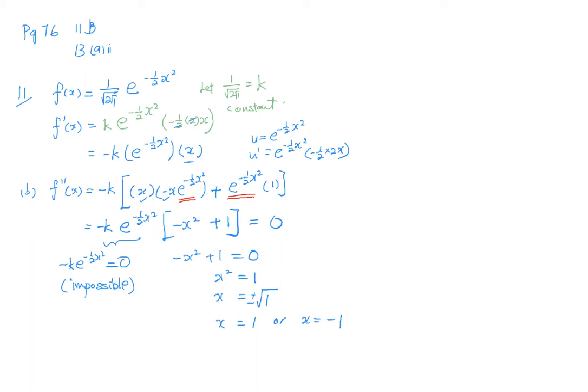So after you get the x, then you put into the y, so f of 1 will be equal to 1 over square root of 2 pi e to the power negative half. So f of negative 1 also the same, 1 over square root of 2 pi e to the power of negative half also, because negative 1 squared is 1. So I'm done with the 2 points. Is that okay? Okay, so the rest I don't have to explain.